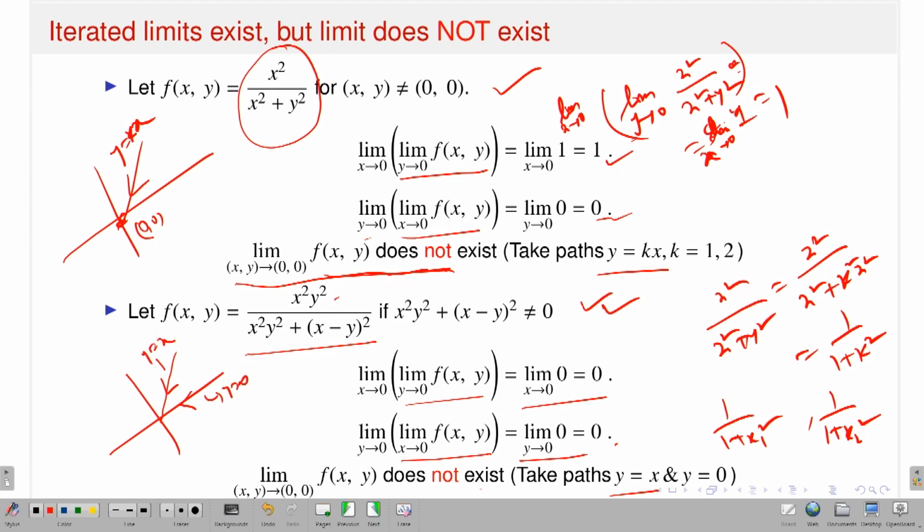They both go to 0, 0, but the corresponding limits of the function are different, because if I put y is equal to x, it will give you some value, and if I put y is equal to 0, it will give you 0. So even if I approach 0, 0 along two different paths, the value of the function approaches two different limits, and therefore the limit does not exist.